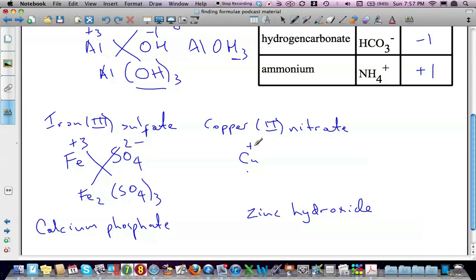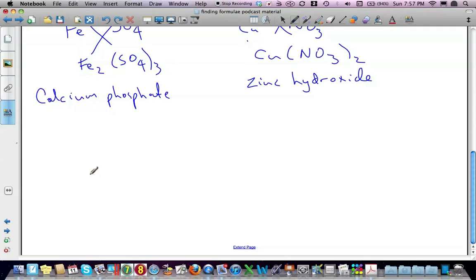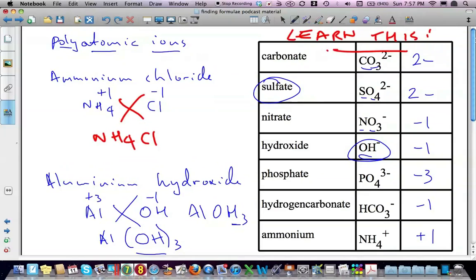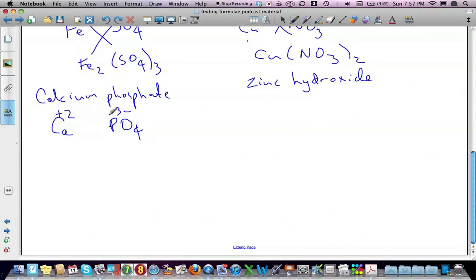Copper 2 nitrate, well, the 2 tells you copper 2. If it didn't tell you that, you would assume it to be 2. Cross over, Cu(NO3)2. Calcium phosphate. Calcium is in group 2. How do you know that? You look at your periodic table, don't you, you silly boy and girl? Phosphate, PO4 3-. How do you know that? You look up at your table, you have learned this. Not the periodic table, but this table which you learned. You find Mr. Phosphate. Therefore, it's Ca3(PO4)2.